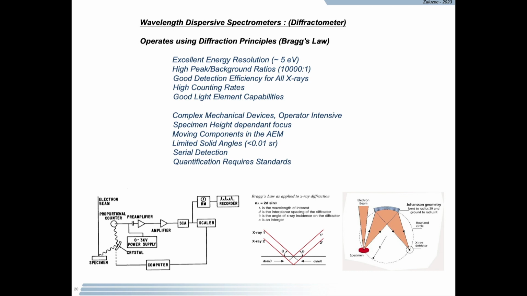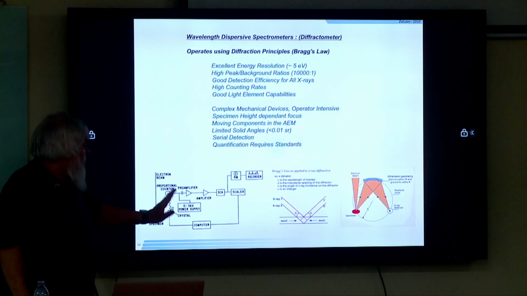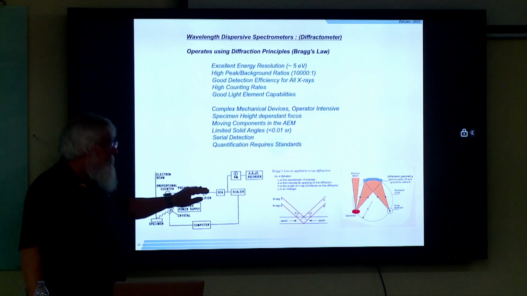Wavelength dispersive spectrometers work on the principle of Bragg's law. Just like we talked about Bragg's law for scanning with electrons, you can get Bragg's law for scattering of X-rays. Again, the same principle. Electron comes in, X-rays come off. This time they hit a crystal of known spacing. They diffract off, and the detector measures those.